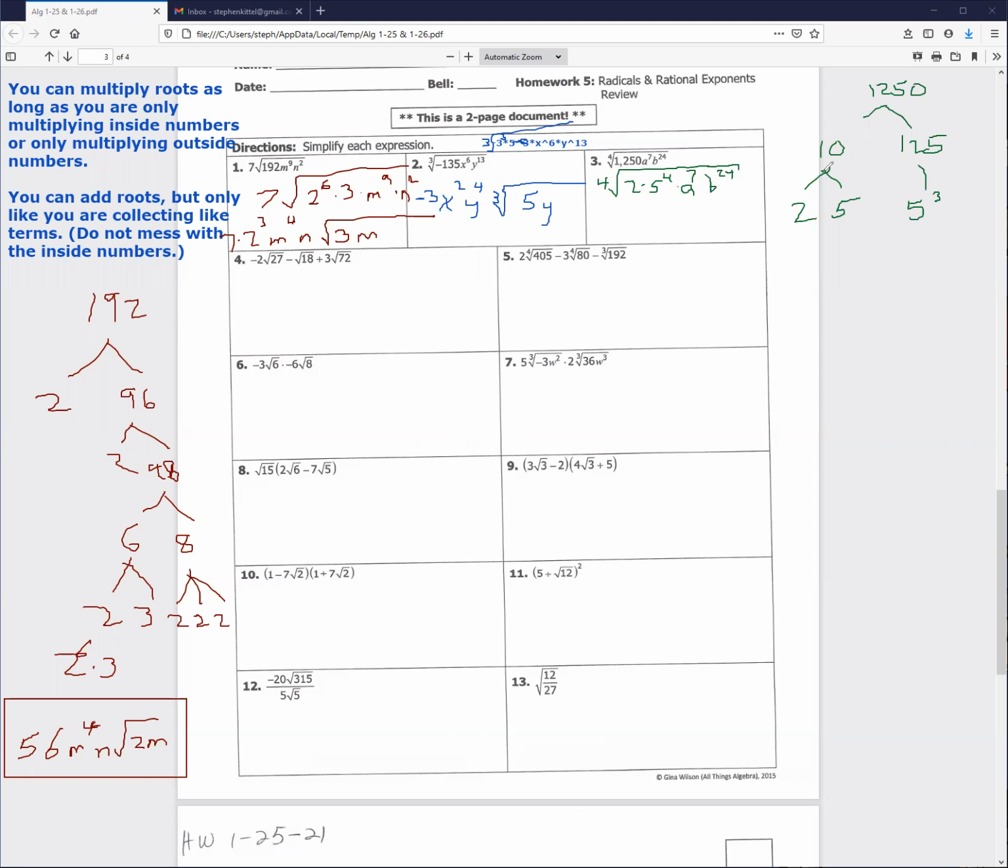And now we're going to scroll down to our final page. Fun times are here again. Ready, let's go. Rewrite in radical form. Okay, so this is basically just a big old review. To the 1/2 power means square root.